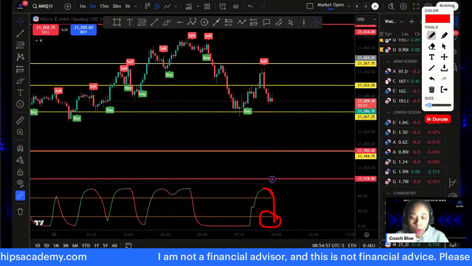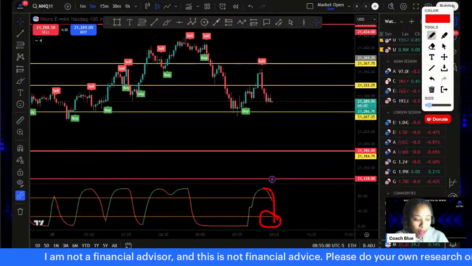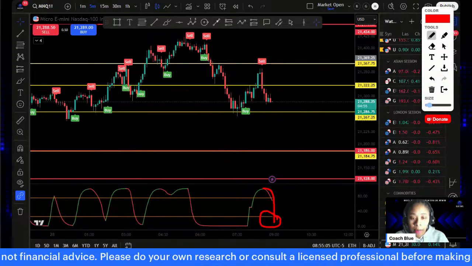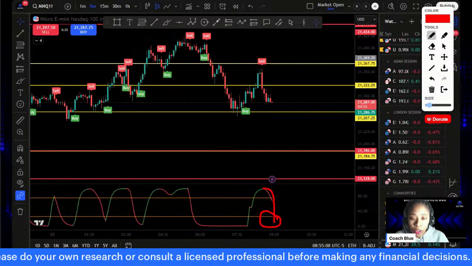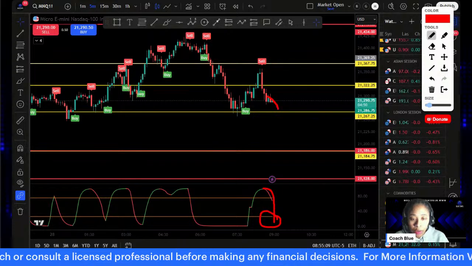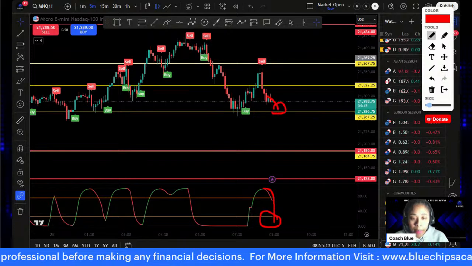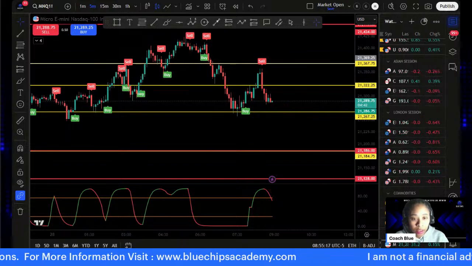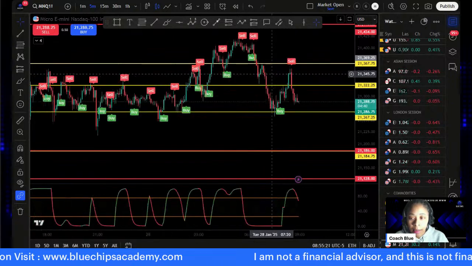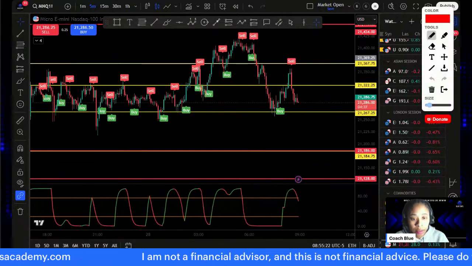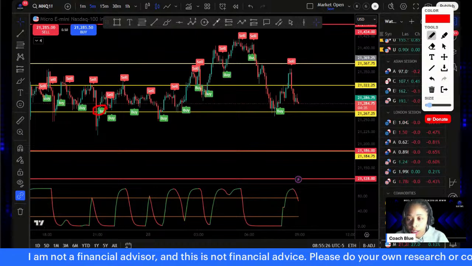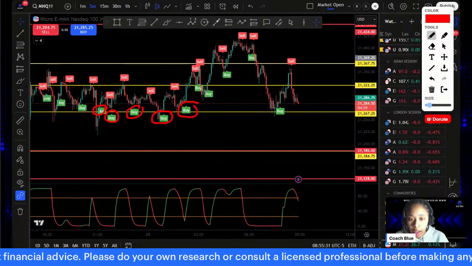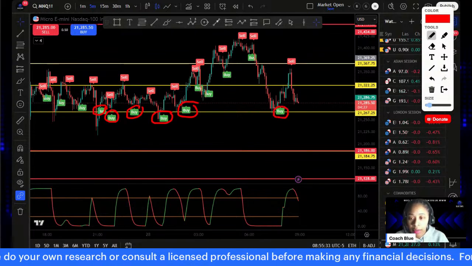So we want price to come into this oversold area probably within the next 15 to 20 minutes or so. If that happens, because we're looking for a buy, we're waiting for a buy signal. Let me zoom out just a little bit so you can see. Look at how many significant buys we have at this level. We have 1, 2, 3, 4, 5, 6 significant buys at this level.